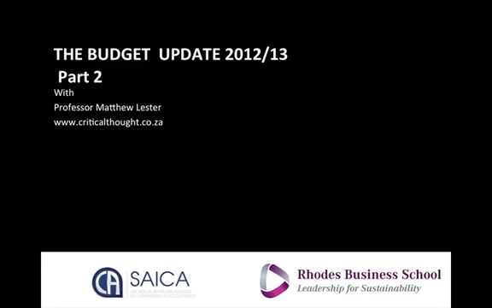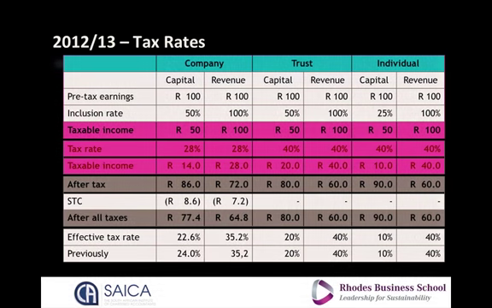In the second part of this series, we are going to have a look at the huge changes associated with capital gains tax and dividends tax, and in particular corporate profits. Now, for years we have had the same comparisons between individual, trust and company tax rates, and we've seen generally that it's been better to have a company than a trust or an individual taxpayer.